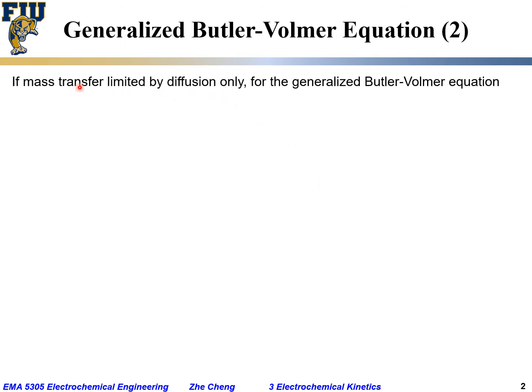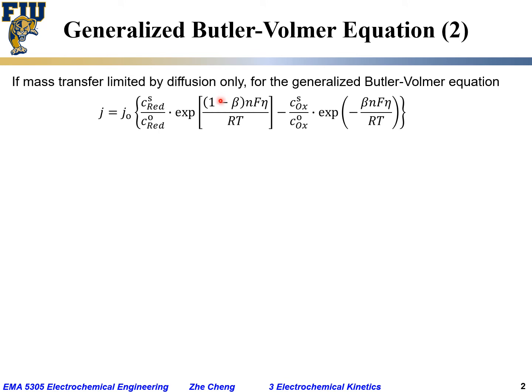And with that generalized Butler-Volmer equation, if mass transfer is limited by diffusion only, then we can get a little bit more information. J, again, we write that equation as J0 braces, the concentration ratio for the reduced species times the exponential term, minus the ratio for the oxidized species, surface to bulk, times the exponential term.